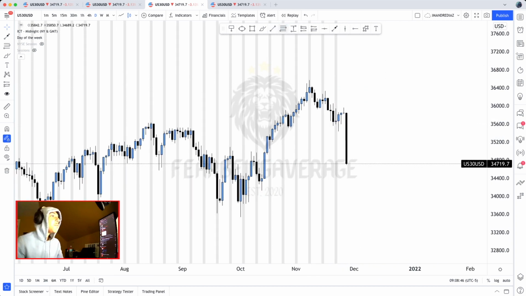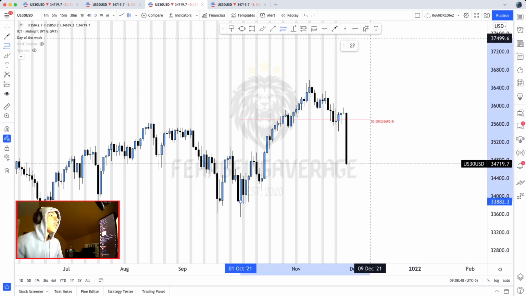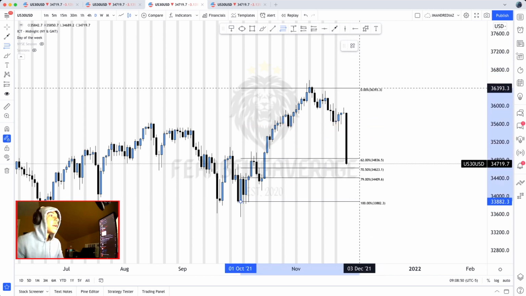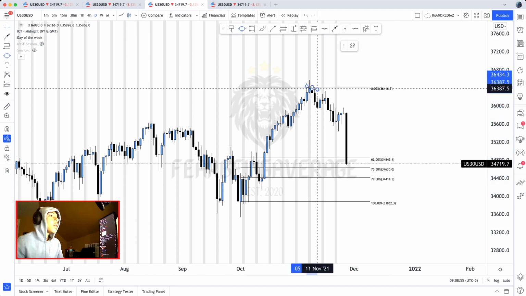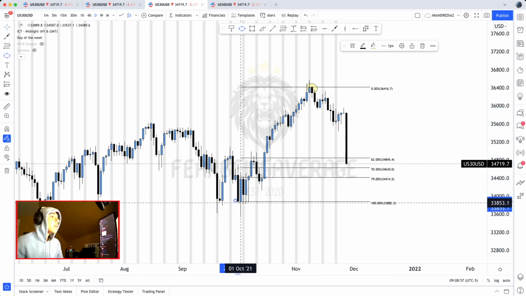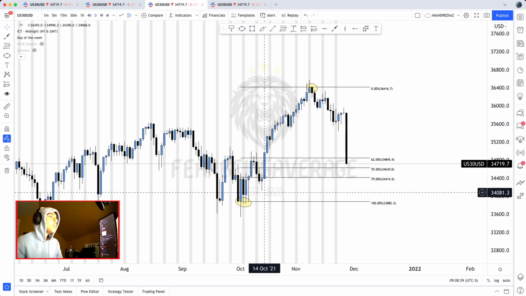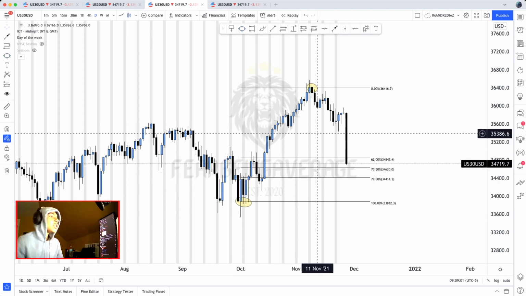I'm going to pull my fib from the bottom of this move where the move started. I'm going to pull it to its high right up here. And if you don't know where I drew it from, I'm drawing it from right here, that high to this low. So in between this range, that is where currently price is trading at.